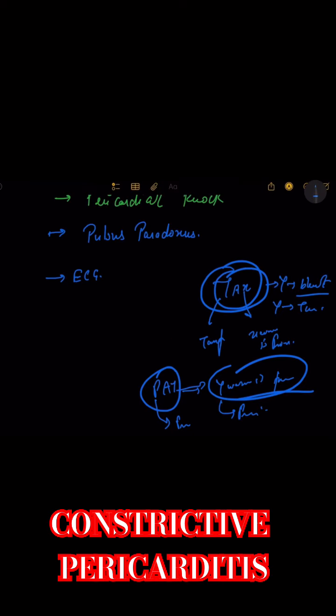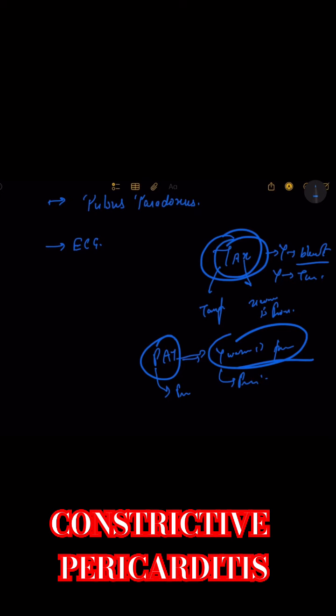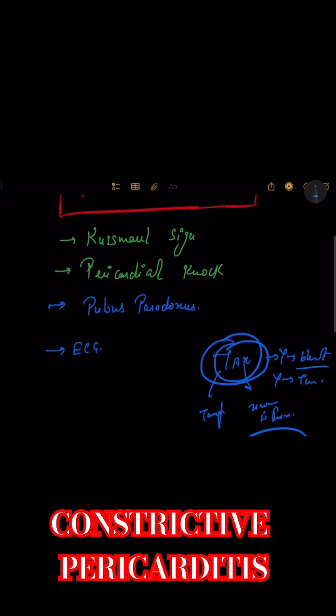Okay. So now let's talk about the specific changes. Pericarditis has something called Kussmaul sign. Now, what is Kussmaul sign? Kussmaul sign is a paradoxical rise in JVP on inspiration. Normally, what happens on inspiration? JVP decreases. But here in pericarditis, there is a paradoxical rise in JVP, that is nothing but Kussmaul sign.